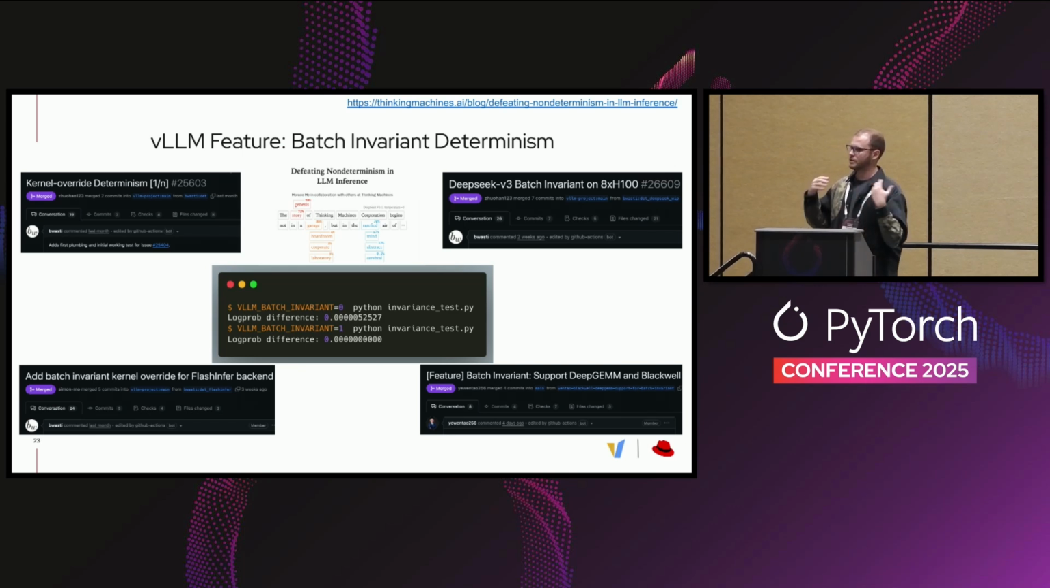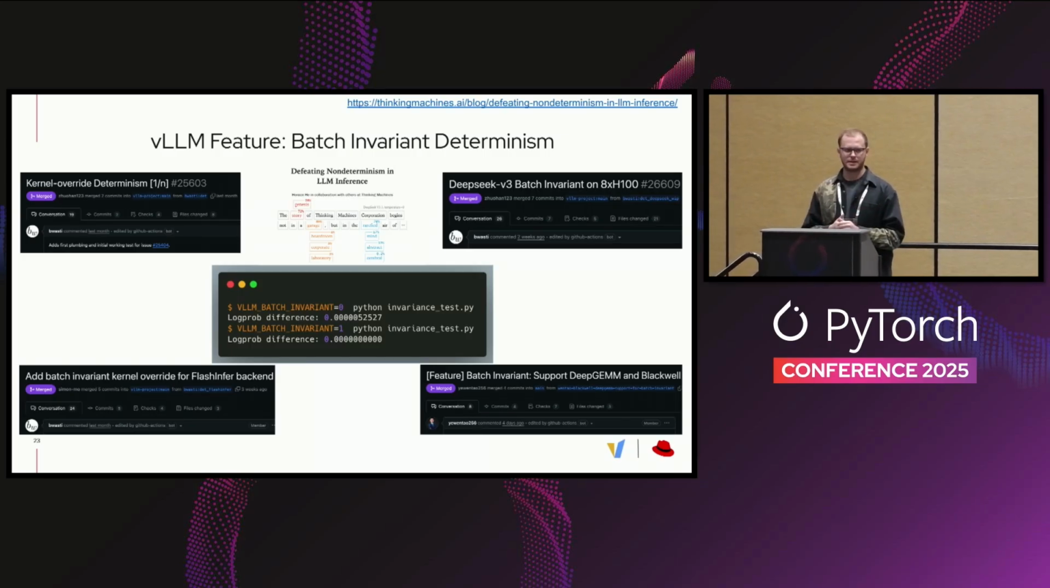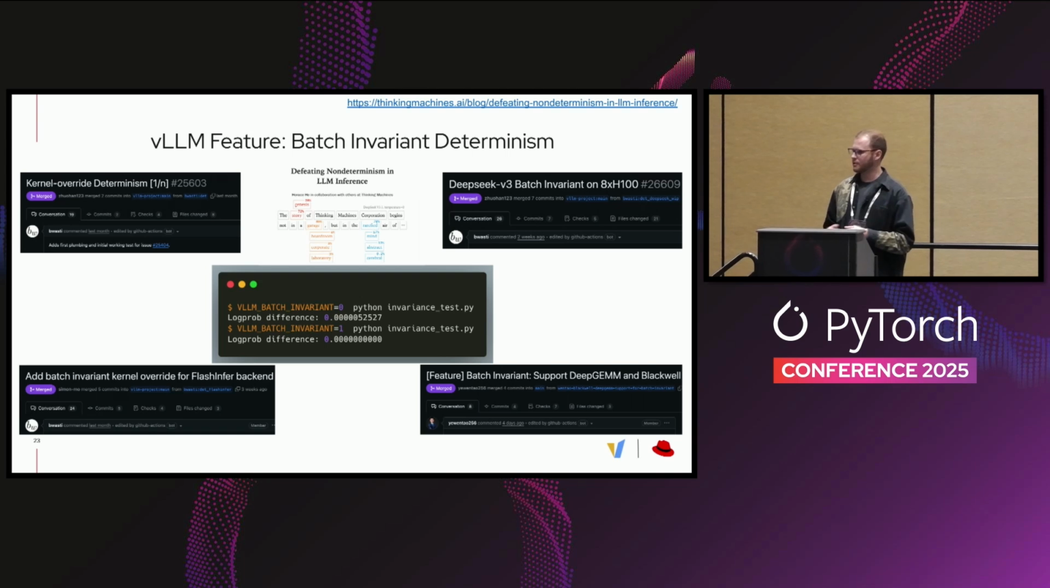So we need to re-implement these kernels or restrict them in some way to make them deterministic and invariant to the different batch sizes that we have. We've been working with them and others in the community to implement this in various places in vLLM. We already have support for working with large MoE models like DeepSeek and on Hopper and Blackwell GPUs, and we're expanding to other hardware platforms and other models as well.